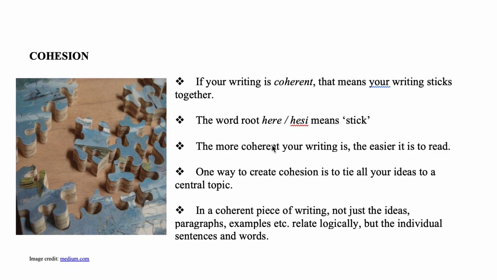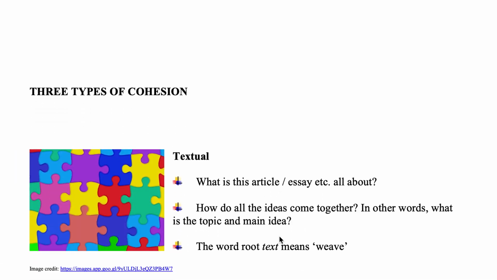The more coherent your writing is, the easier it is to read. That's what's important here. And we've already talked about one way to do this. You can tie all your ideas to a central topic. But cohesion isn't just about topic or main idea. It happens at the macro and micro level, words, word-to-word relationships as well. That comes in 3 forms.